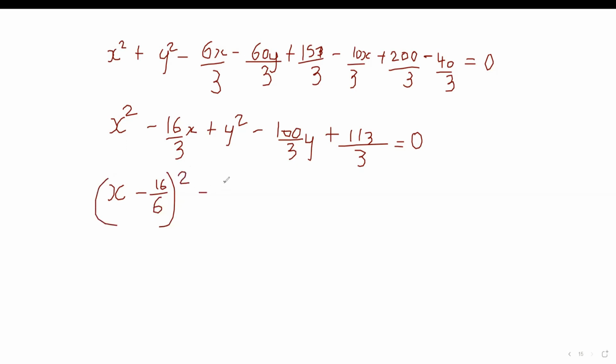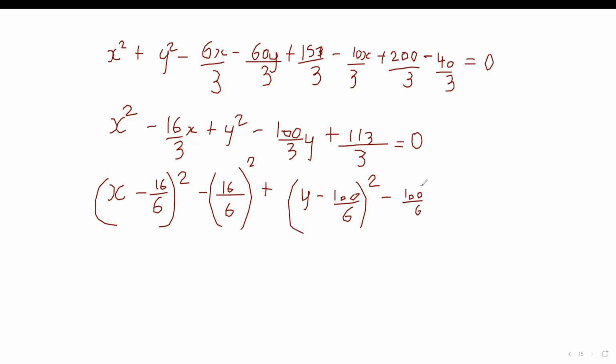And then we'll subtract (16/6)². Then we have plus, now for y, we half 100/3 to get 100/3 divided by 2, which is 100/6 squared. Then we subtract (100/6)². Then we have plus 113/3 equals 0. So almost done, Marika. We'll just simplify now.